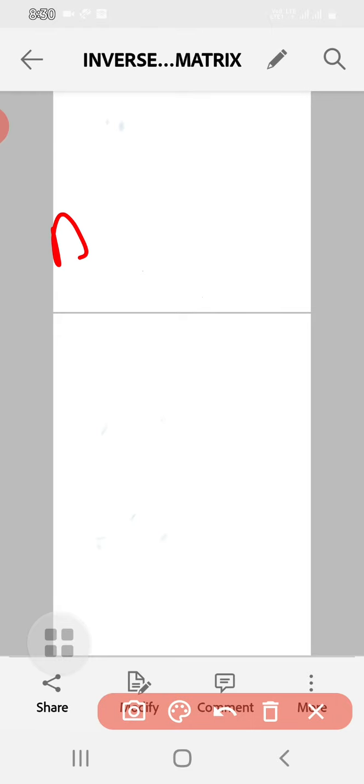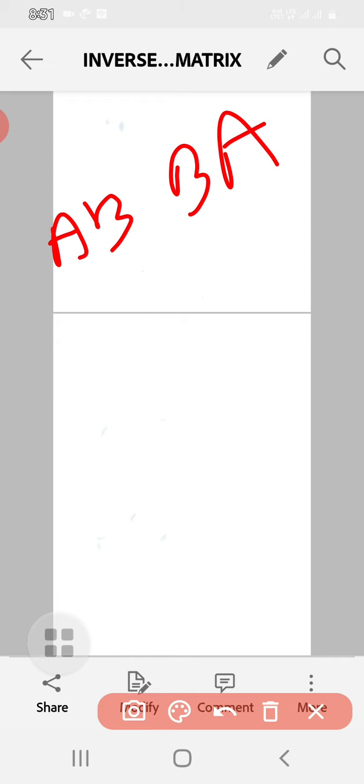In the last class, we have solved two problems. That is, we have found AB and BA. We observed that AB is equal to BA, and both products are equal to the identity matrix.